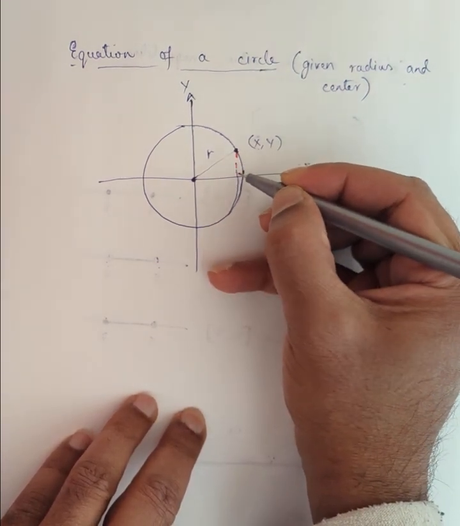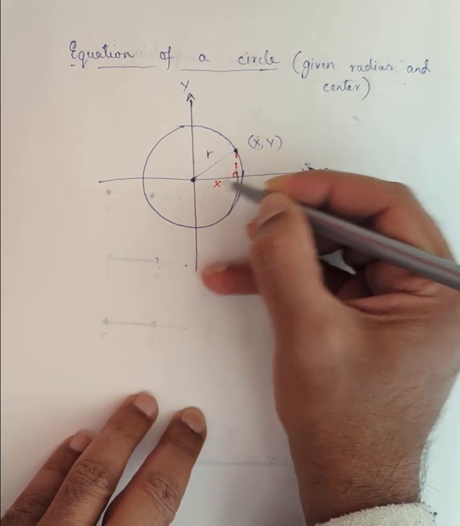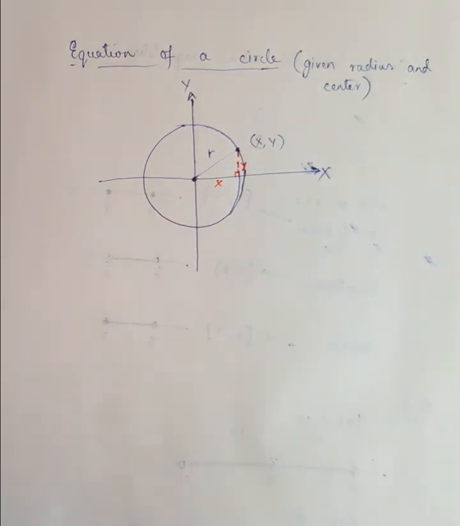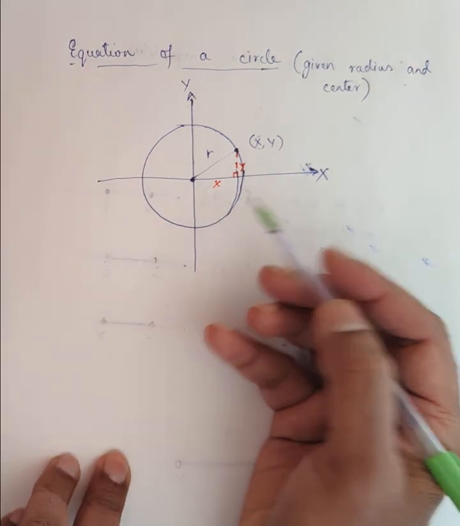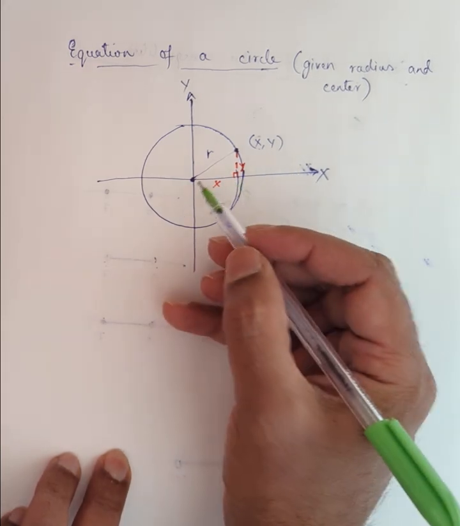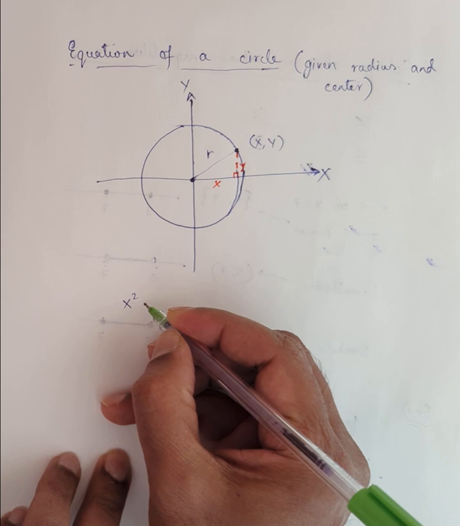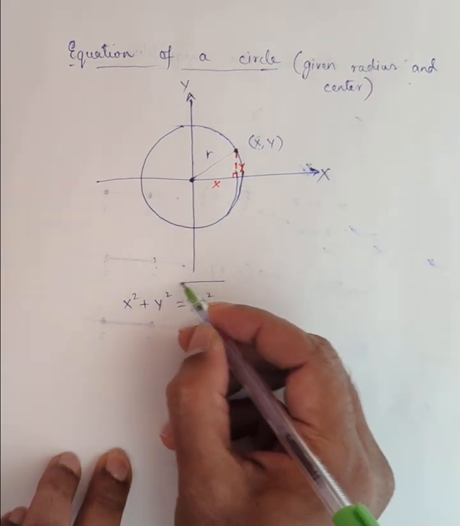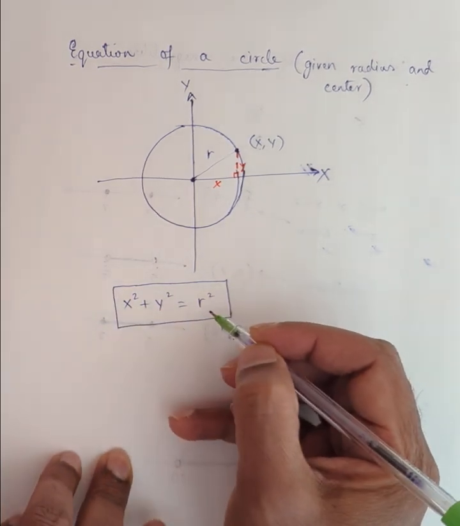If I build a right triangle, this is what I notice. The legs are going to be x and y, and the hypotenuse is going to be r. So I can use the Pythagorean theorem. Anytime there's a right triangle, I can use the Pythagorean theorem. The legs are x and y, so I can write x squared plus y squared is equal to r squared. Now this is the equation of a circle whose center is the origin and radius is r.